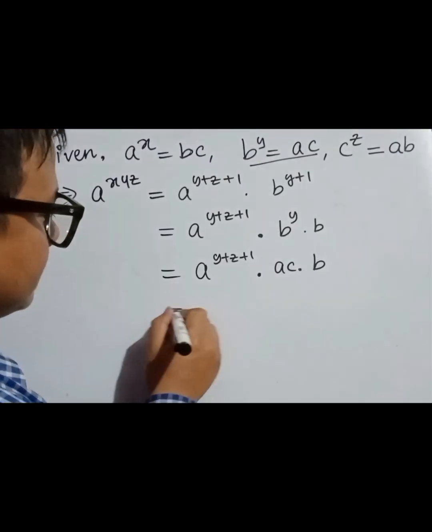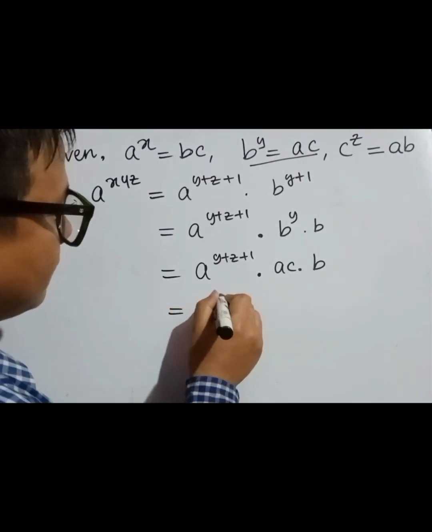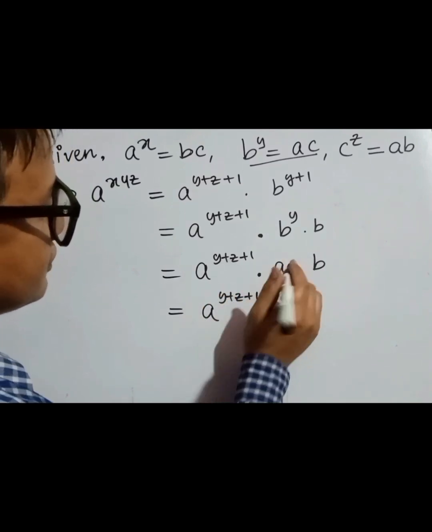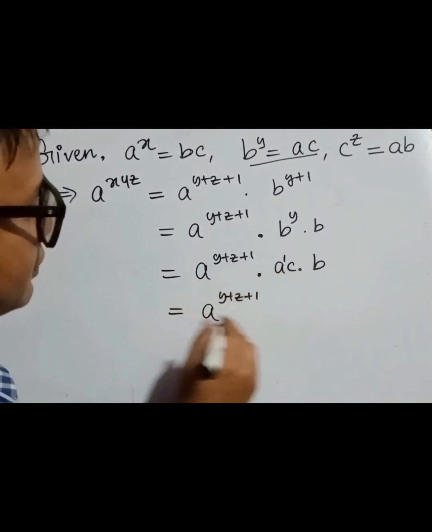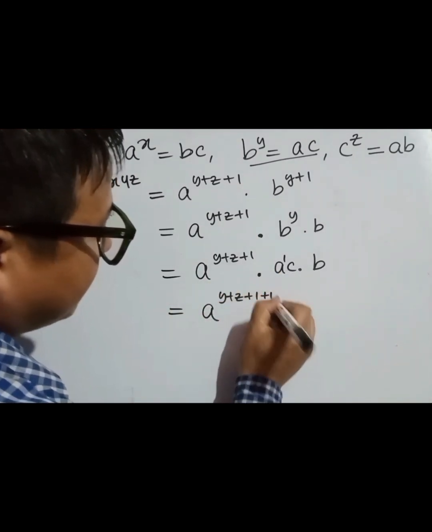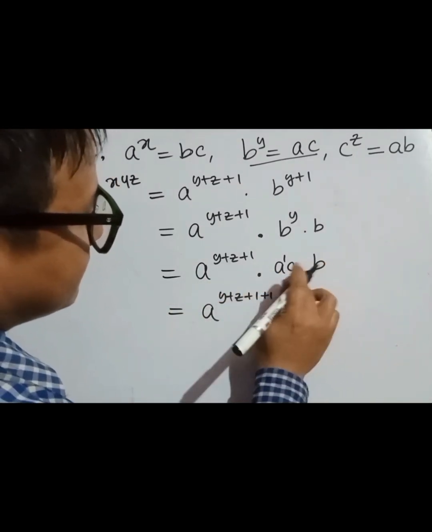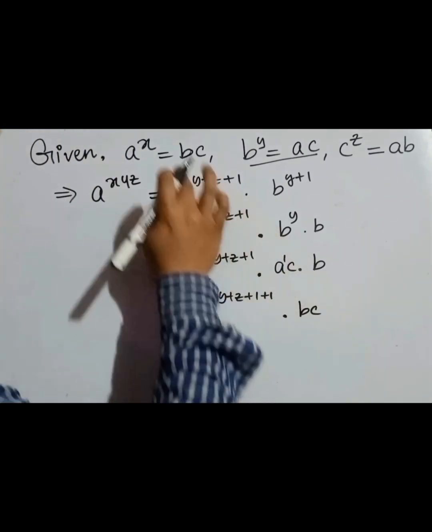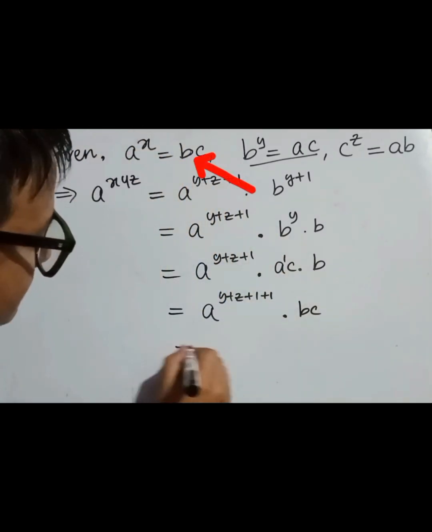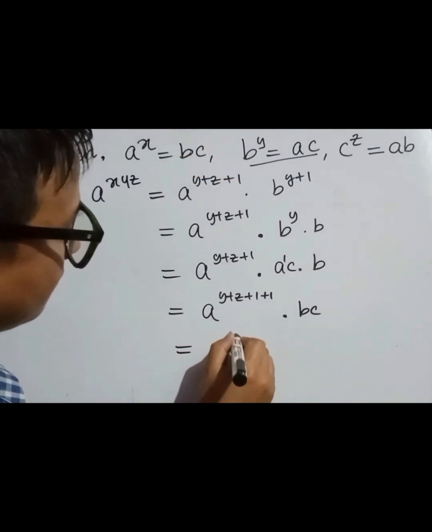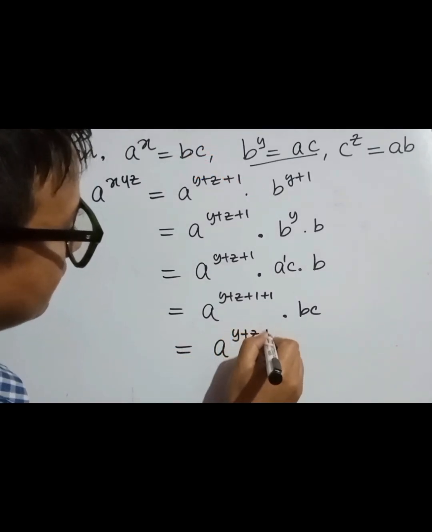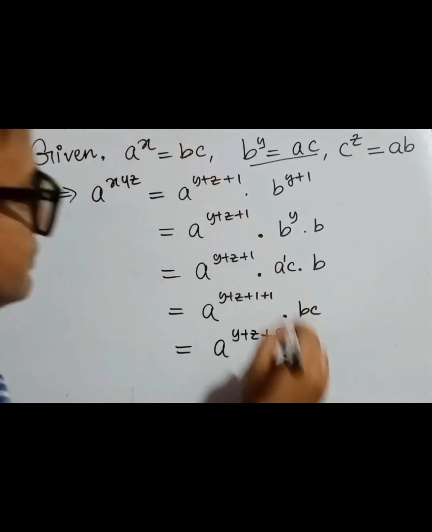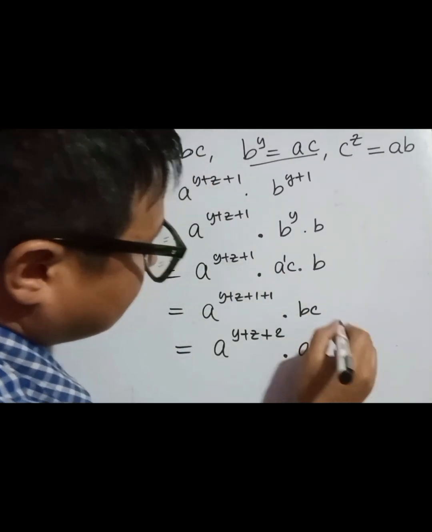So in the next line, it becomes a to the power y plus z plus 1 plus this one also will be added here, and there remains b into c. But b into c, bc is equal to a to the power x. It is given by the equation. Now we can substitute this here. So it becomes a to the power y plus z plus 2 into, for bc we can substitute a to the power x.